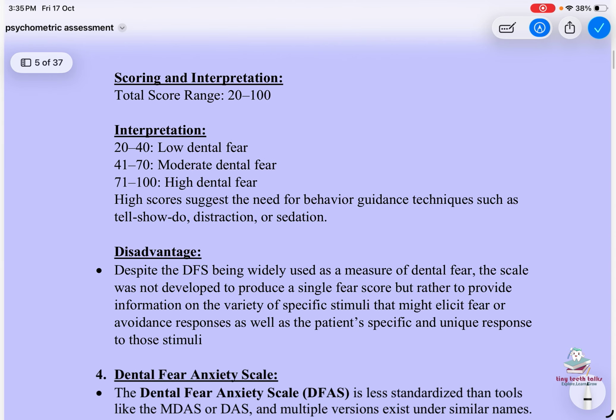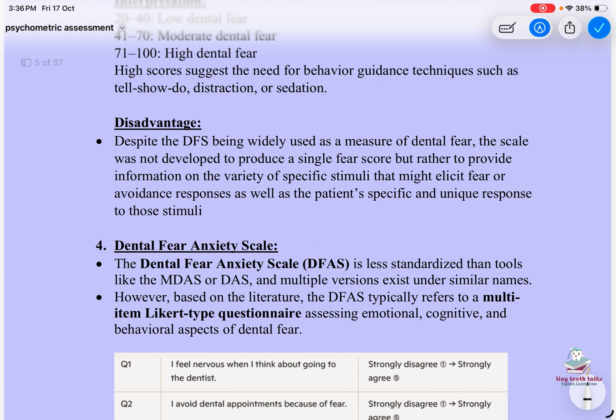Scoring and interpretation range from 20 to 100. 20 to 40 is low dental fear, 41 to 70 moderate dental fear, 71 to 100 high dental fear. High scores suggest the need for behavior guidance techniques such as tell-show-do, distraction or sedation. But the disadvantage is, despite the Dental Fear Survey being widely used as a measure of dental fear, the scale was not developed to produce a single fear score, but rather to provide information on a variety of specific stimuli that might elicit fear or avoidance responses, as well as the patient's specific and unique responses to those stimuli.